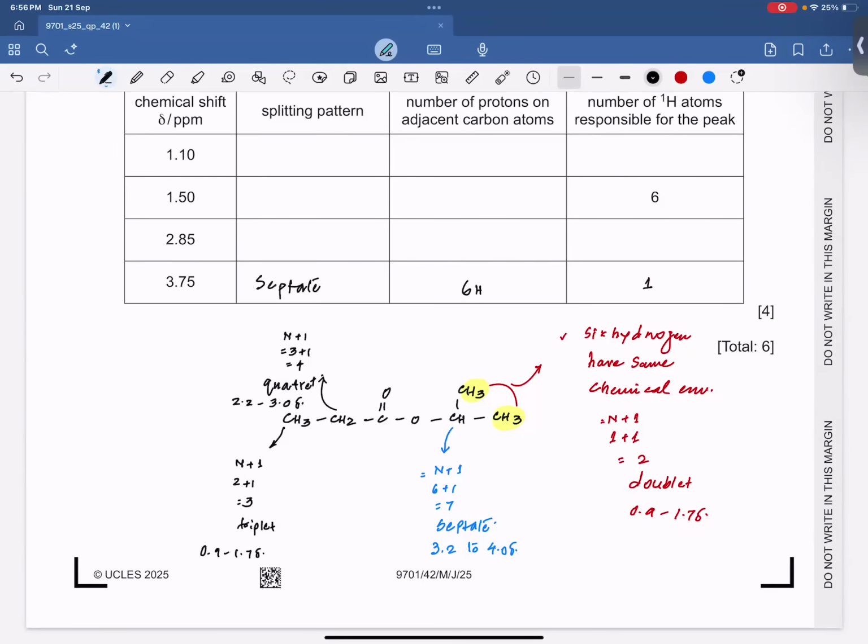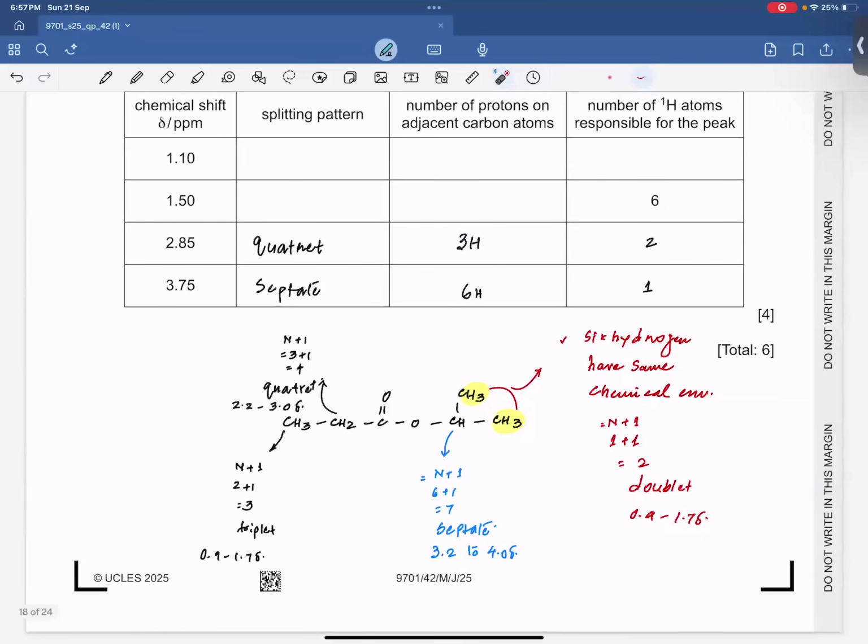Now 2.85 is basically here, right? So 2.85 gives you a quartet. And this quartet arises because 3 hydrogen atoms exist in its neighbor, and protons responsible for this is 2. I will not write 2H here. I will not write 1H here because the examiner didn't show any hydrogen with this number. All right. So I need to put 2 and 1 as it is.